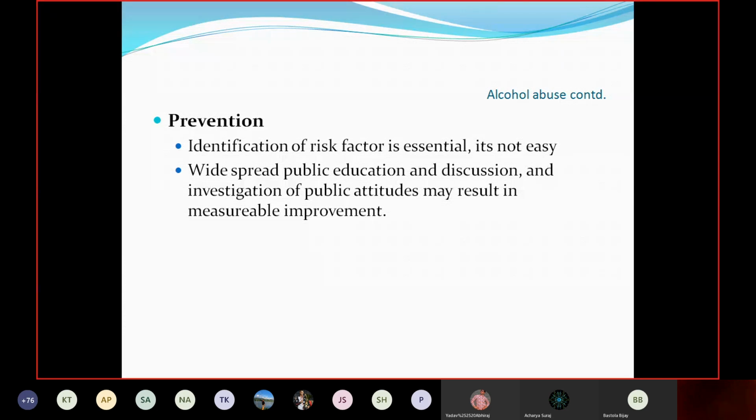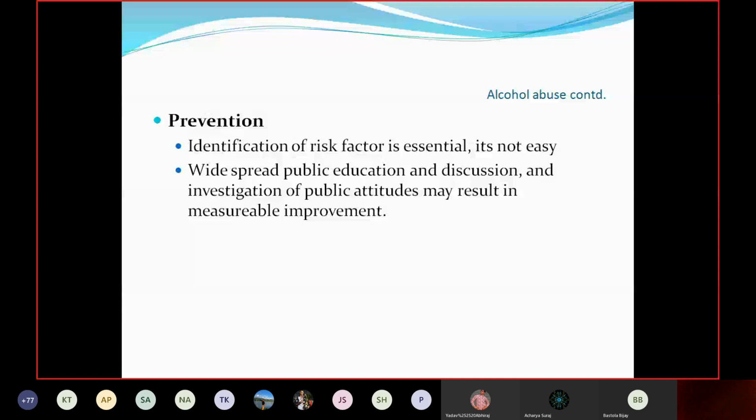And then again, coming back to prevention, as I say, identification of risk factors is essential. So as medical personnel, what actually is causing a person to become an alcoholic is very, very important, because according to that you can make a management plan for the prevention, control and rehabilitation of the particular case. Widespread public health education and discussion and investigation of public attitudes may result in measurable improvement.